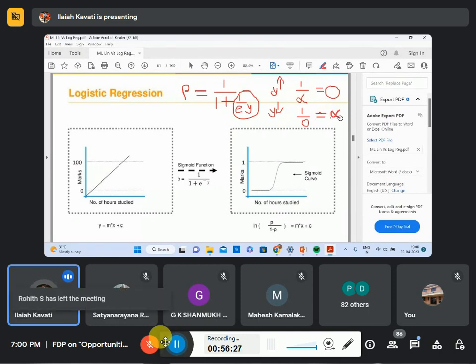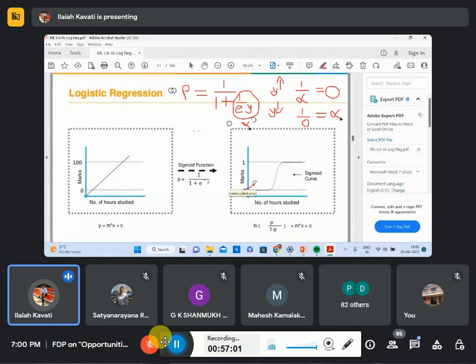So in this case, what will happen? As y decreases, the denominator becomes 1 plus infinity. That is infinity. So p equals 1 by infinity. So 1 by 1 plus infinity becomes 0. So probability becomes 0. So as y decreases, meaning the marks are decreasing, the probability of pass is 0, meaning he will fail.